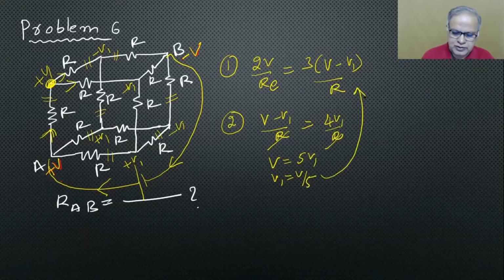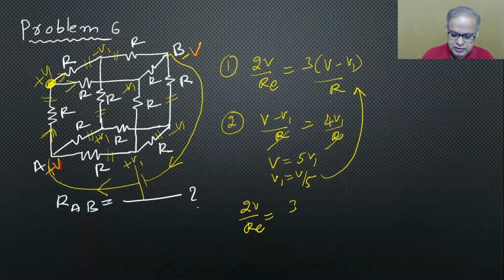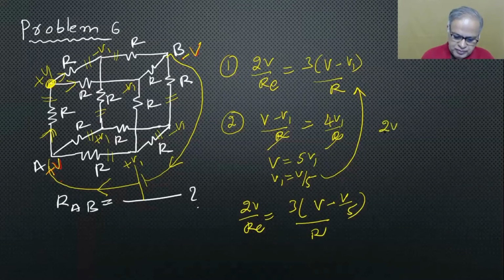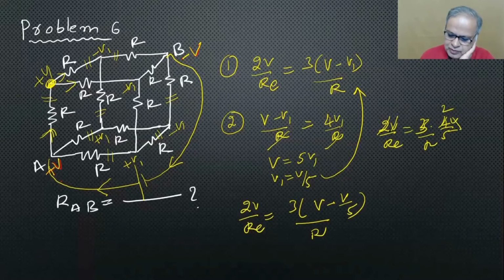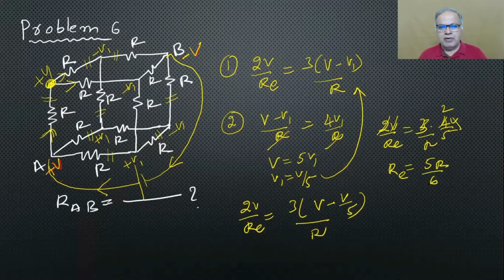Go back to this. So 2V by R effective equals what did you get? 3 into, in the place of V1, I should write V by 5. So 2V by R effective equals 3 into (V minus V by 5) by R, which is 3 into 4V by 5 by R. 2 times V goes. So what am I getting, children? R effective equals 5R by 6. This is the fundamental way of doing this.